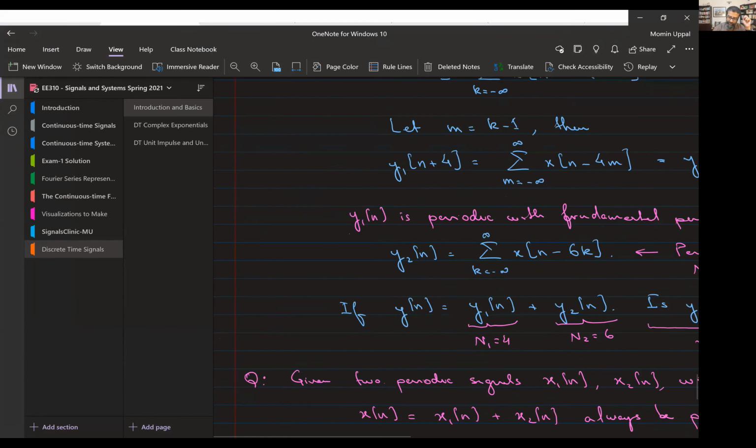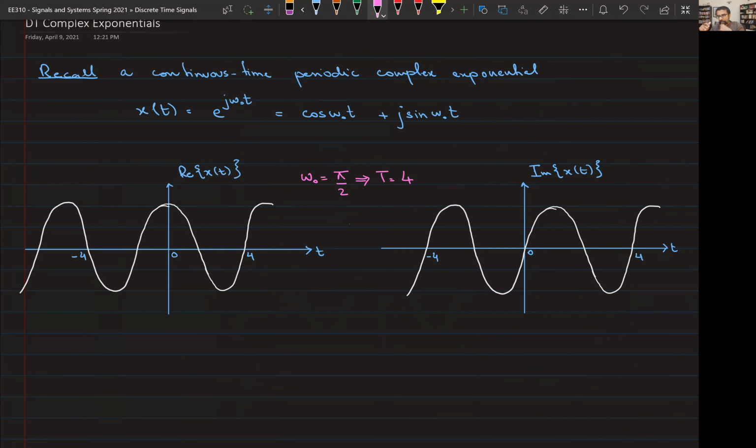So what I'm going to do next is start our discussions, which is extremely important. That discussion is regarding discrete time complex exponentials. So let me give you a recall of the continuous time periodic complex exponential. We had x of t equal to e raised to j omega naught t, which was cosine omega naught t plus j sine omega naught t. This is just a sketch of the real part of x of t, which is a cosine, and the imaginary part, which is a sine. This illustration is for the case when omega naught is pi by 2 radians per second, or T equals 4 seconds. This was the continuous time case.